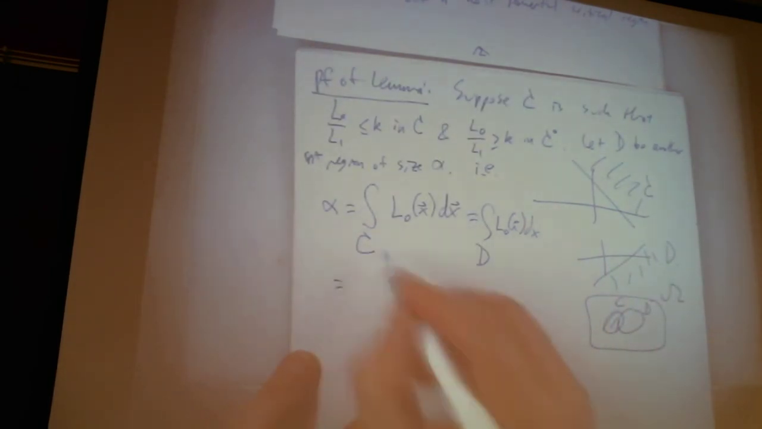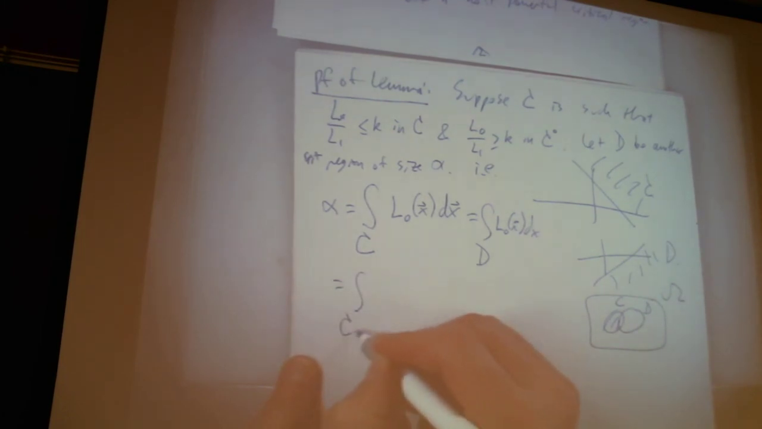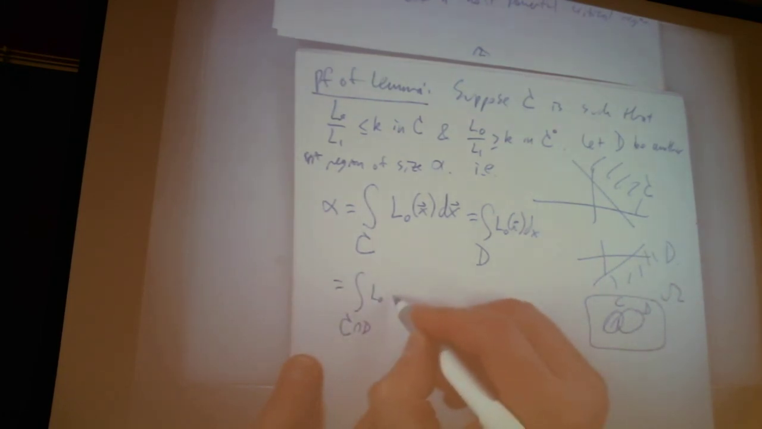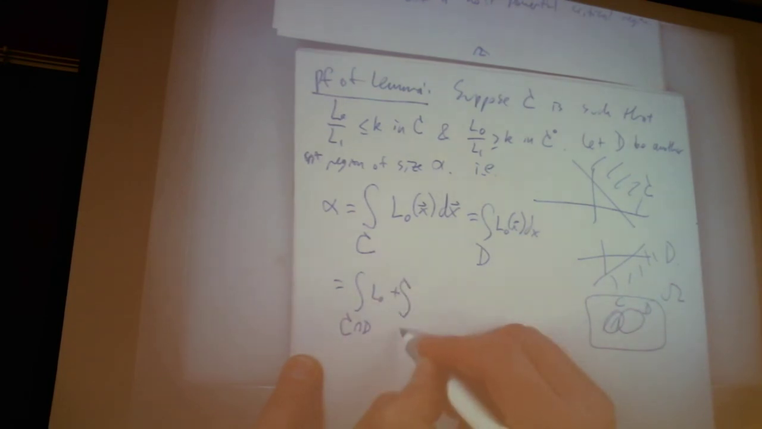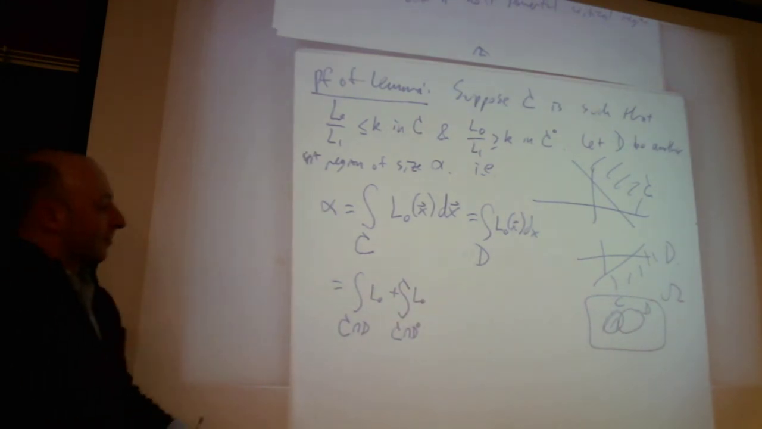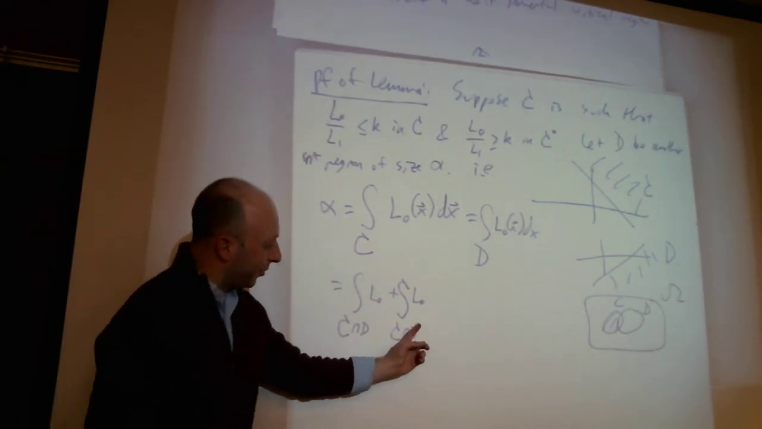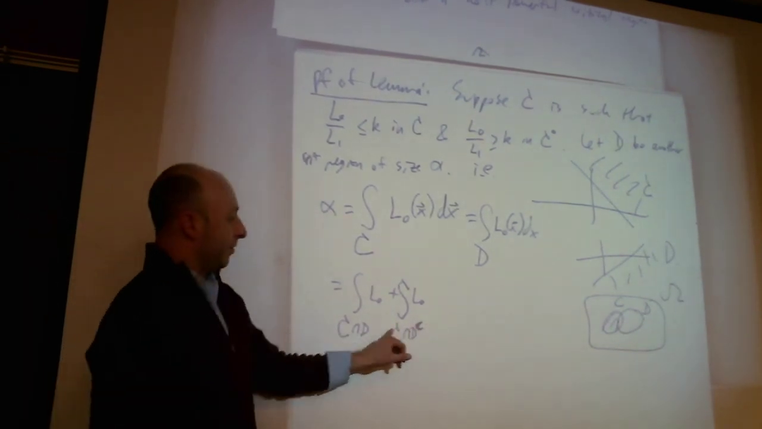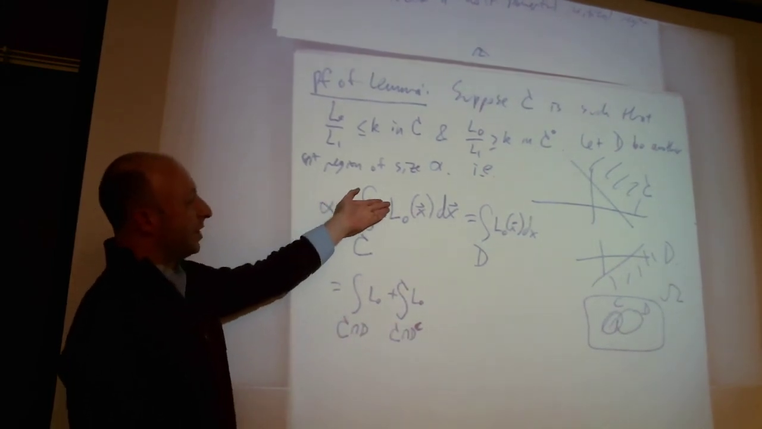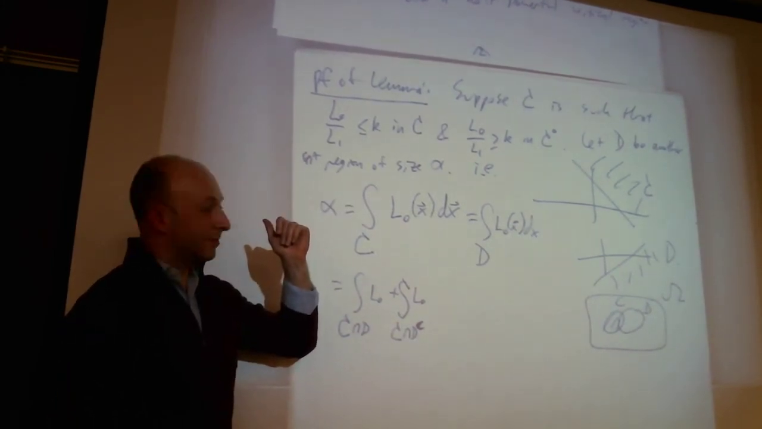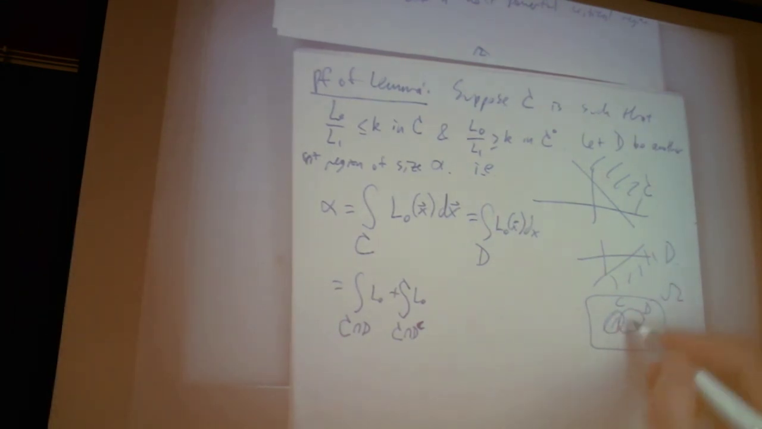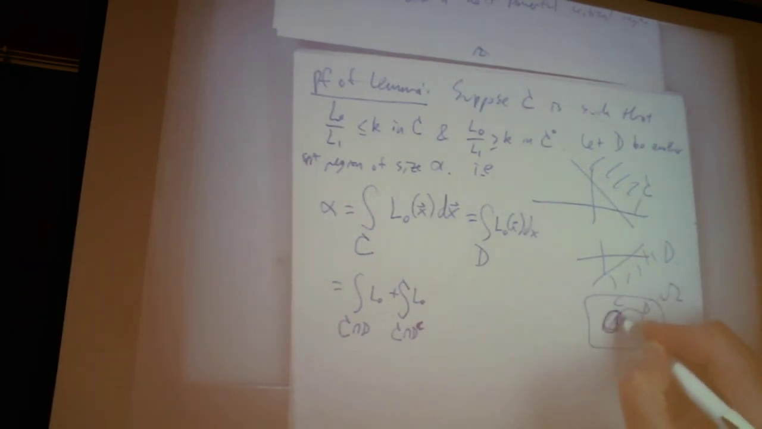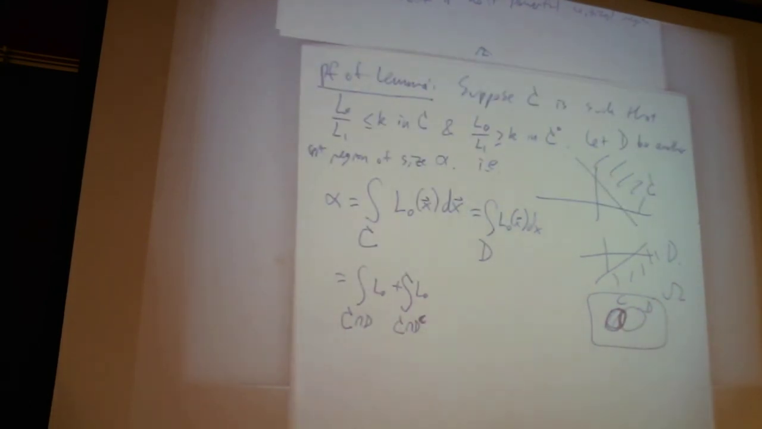Let's write this integral as an integral over the regions in C intersect D of L0, plus the integral over the regions in C intersect the complement of D of L0. If I take C union D, and C complement, these two things sum to the total integral over C of L0. In other words, I'm integrating over this piece of C, and then over this piece of C, of L0. That's the same as integrating L0 over all of C.